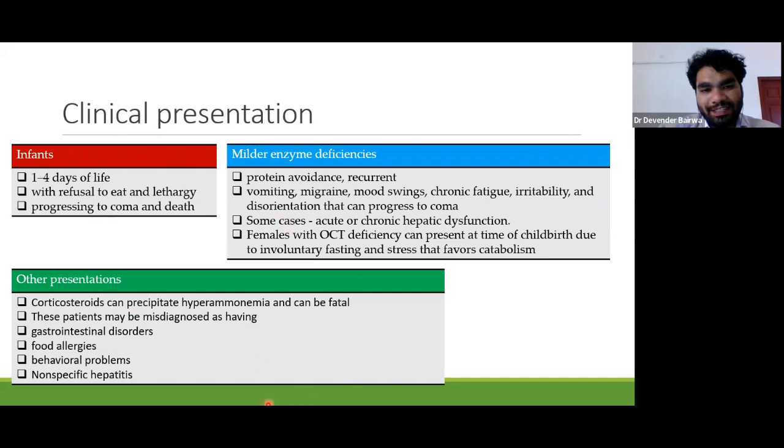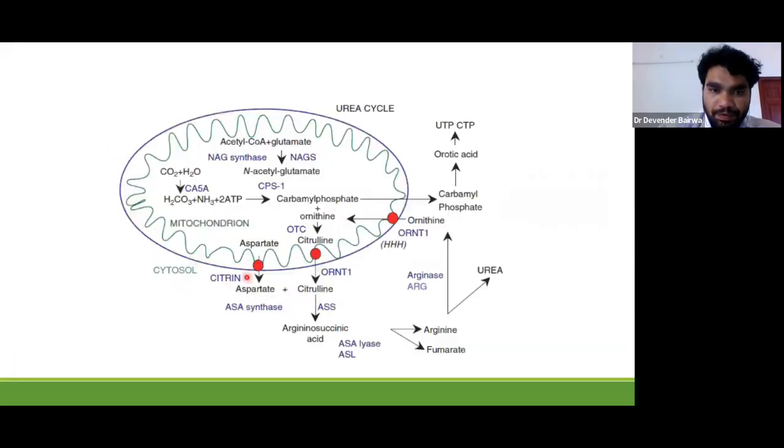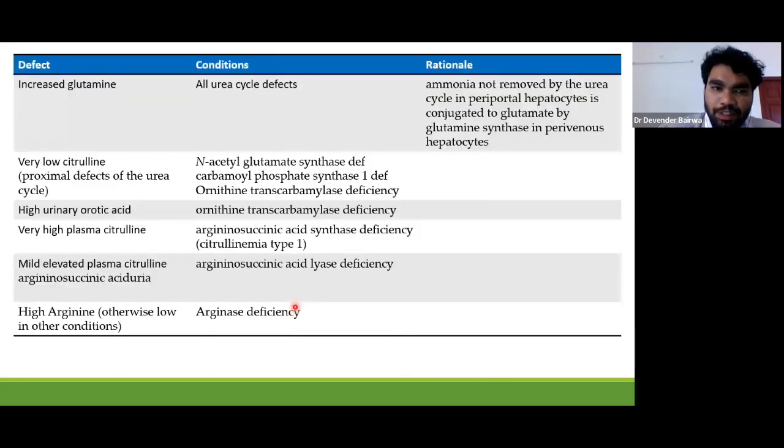So in all the cases, if proper history is taken, there can always be seen an association between protein intake and the symptoms of the patient. Okay, so as I discussed in that figure, if you see what defect is present, you can always see the levels before the defect and after the defect. If you check the level of the molecules, their concentration, you will be able to pinpoint the enzyme which is involved.